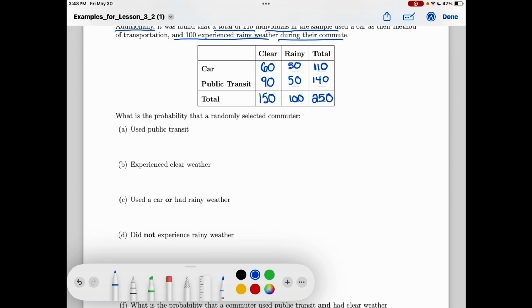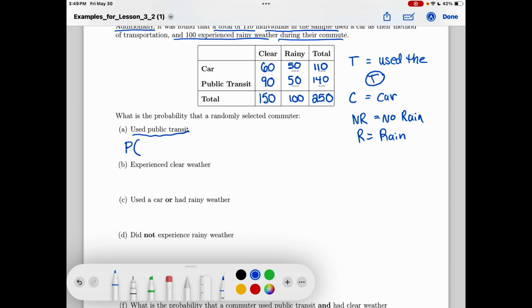All right, so what's the probability that a randomly selected commuter used public transit? So let's let T be the people that used the T. And let's use C if they used a car. Let's use NR for no rain. And let's use R for rain. So for the people that used public transit, our notation is going to look like this.